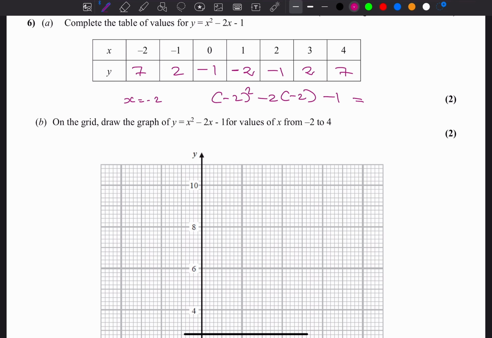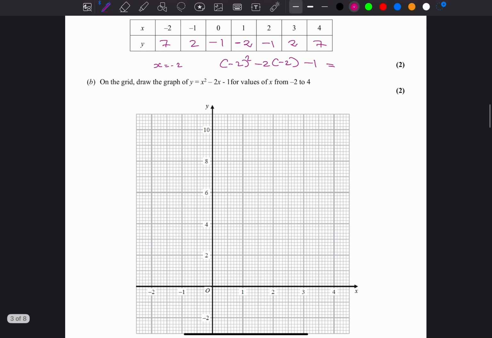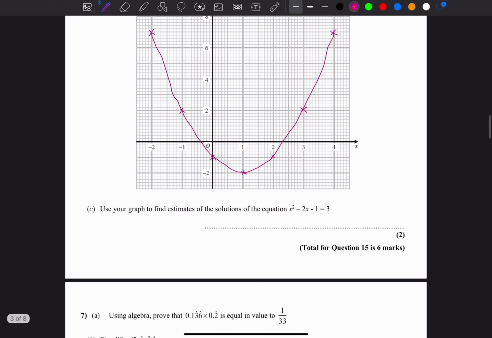Okay. You would see a repeated pattern in there. So minus 2 comma 7 roughly. 7 is here. Here you go. Minus 1 and 2 here. 0 and minus 1 here. 1, minus 2. 2 there. 3 and 2. 4 and 7, I think. Needs to be a smooth curve. There you go. Good. Then the equation for solutions, and the key number is this number 3.